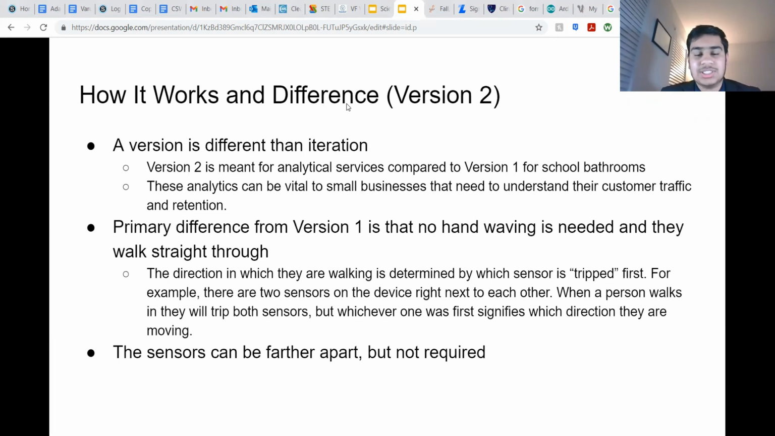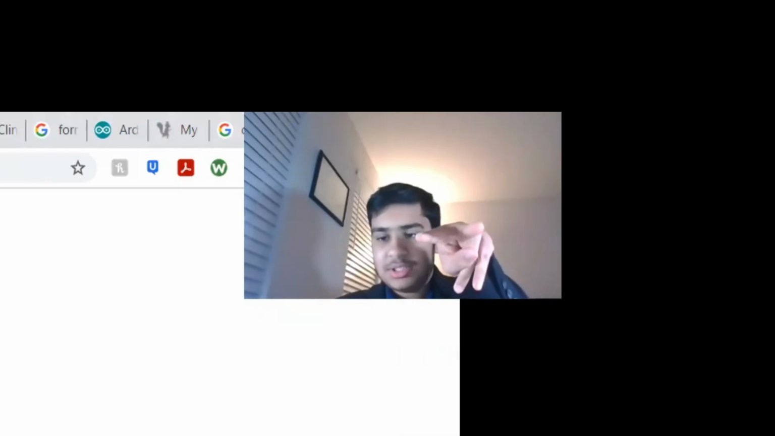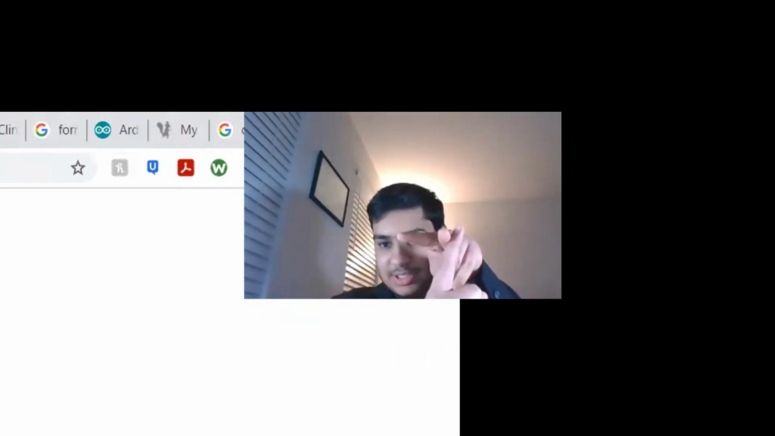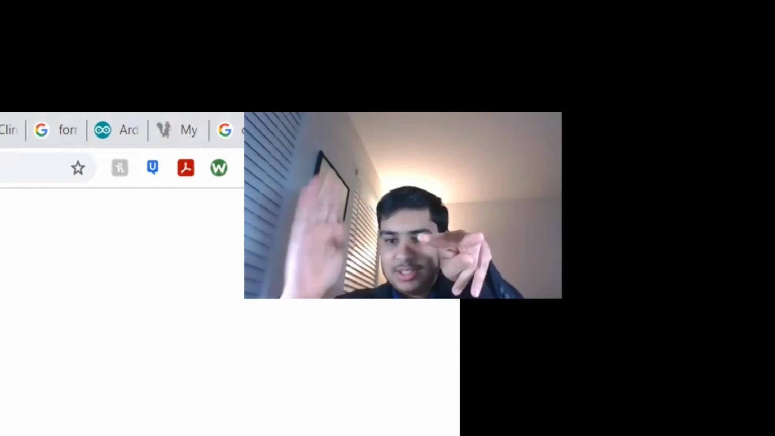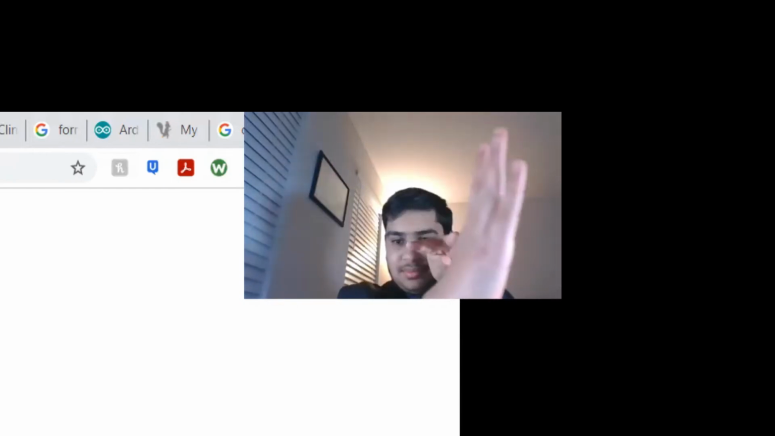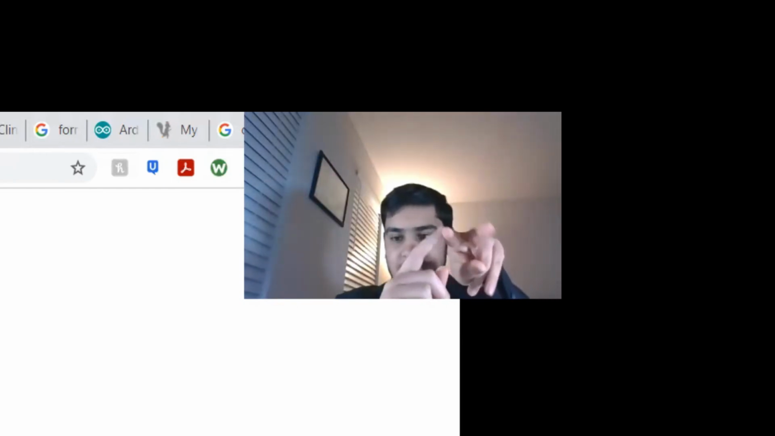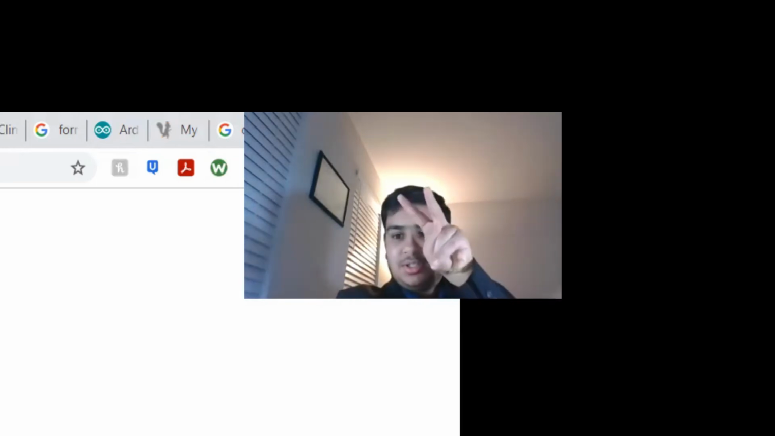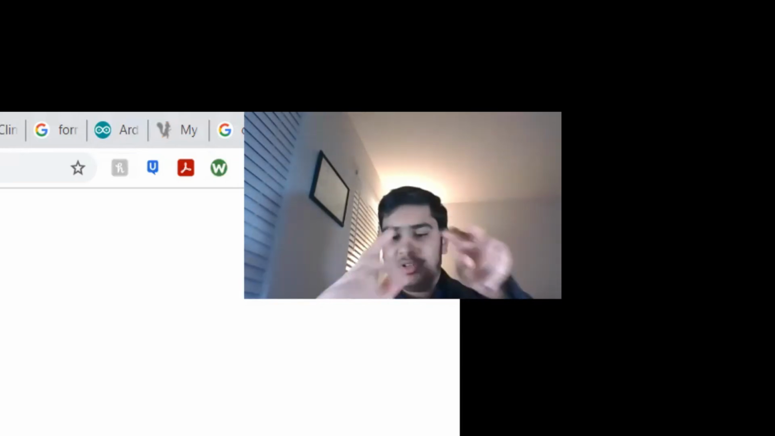Version 2 is essentially the same as version 1, except it's seamless. The person just walks straight through. And this is better for places where people don't need to know where they're waving their hand. And it works like this. So there's 2 sensors. This is sensor 1, and think of this as sensor 2. And this is a human. So the human walks in. This sensor is tripped first, so it means they're going in that direction. The other way, this sensor is tripped first.